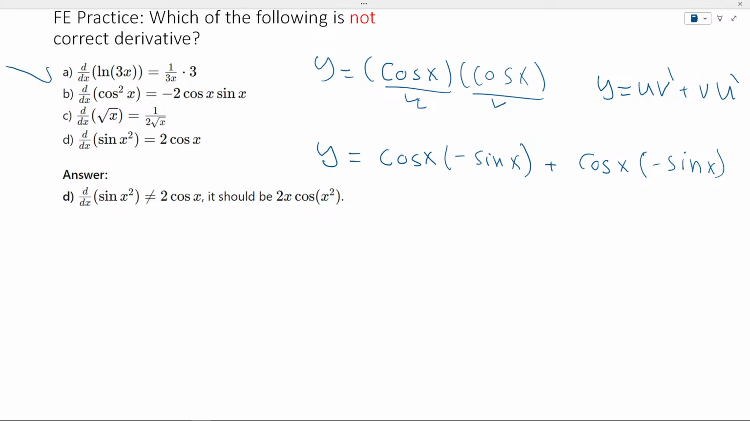You can take this as a common factor, so you'll have two of them: 2 negative 2 sine x cosine x. So this one is correct. How about this one here?